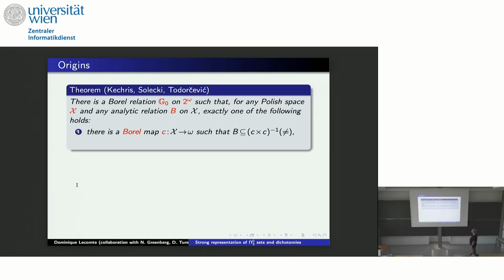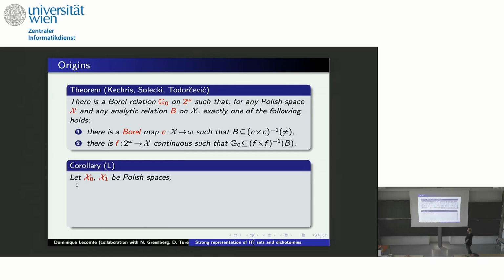Either there is a countable Borel coloring of B, so it's a map from X into omega, which is Borel, and such that the square map of C sends B into the difference. So two vertices that are related should not have the same color. And if you don't have this, you can find a continuous homomorphism from G0 into B. So this is a continuous map from the Cantor space into X, such that the square map again sends G0 into B.